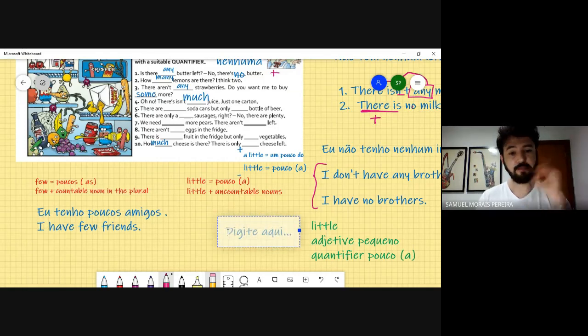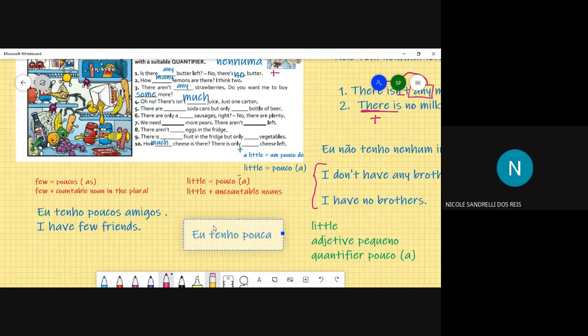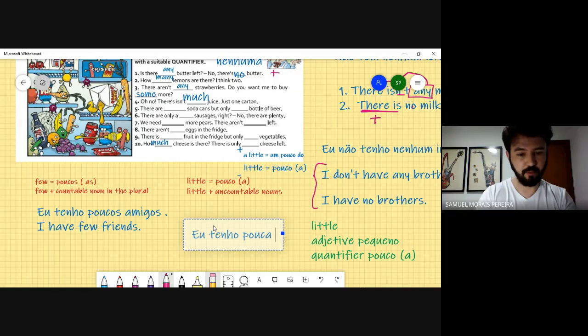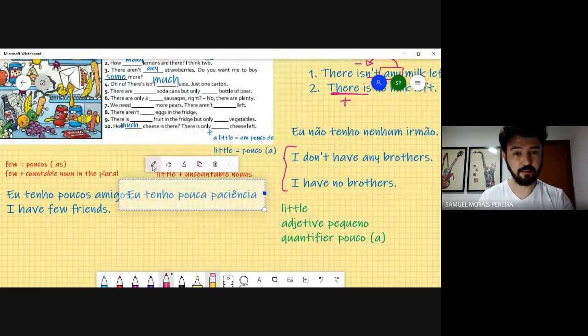Nicole, I'd like you to tell me now how I would say the sentence eu tenho pouca paciência com crianças in English. How do you say eu tenho pouca paciência? I have little patience with children. Perfect. So, eu tenho pouca paciência com crianças, né? With children. Just a moment, guys. I will write the whole sentence here. Eu tenho pouca paciência com.